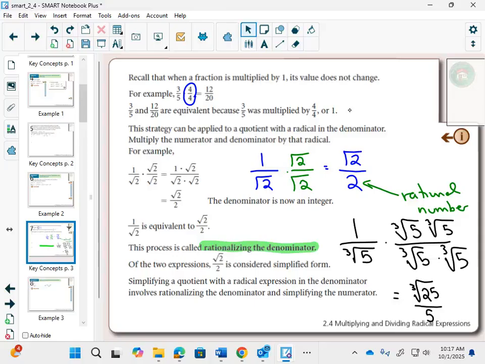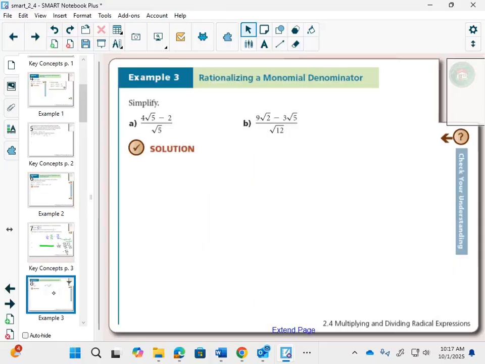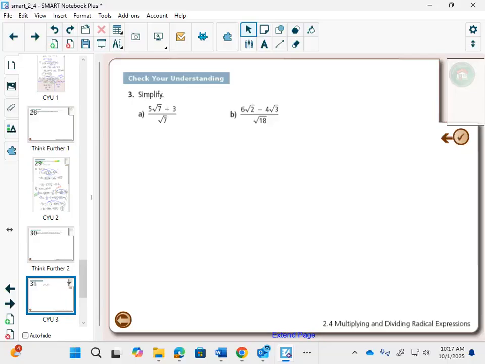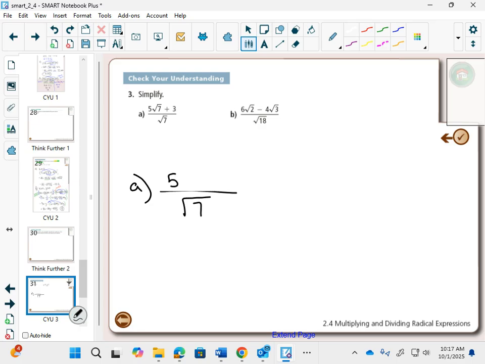And that's what we're going to get to in example 3. These ones have square roots in your denominator. You need to rationalize. So I rewrite the question, and then I ask myself, well, what could I multiply the bottom by to get rid of the square root? Well, if I multiplied the square root of 7 by square root of 7, it would just become 7. That would be really nice.